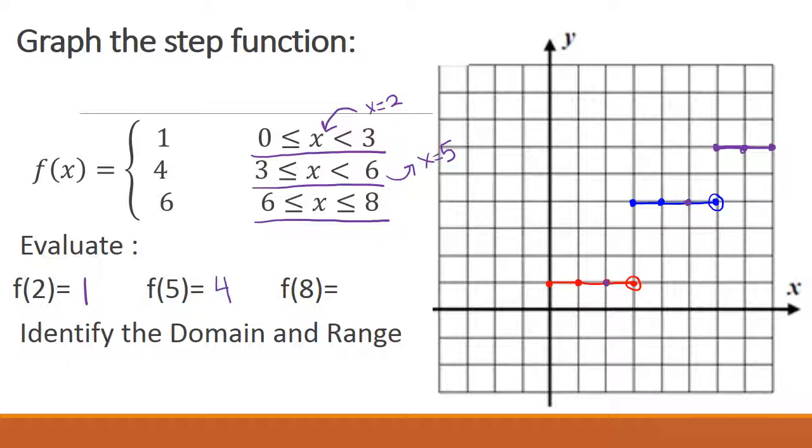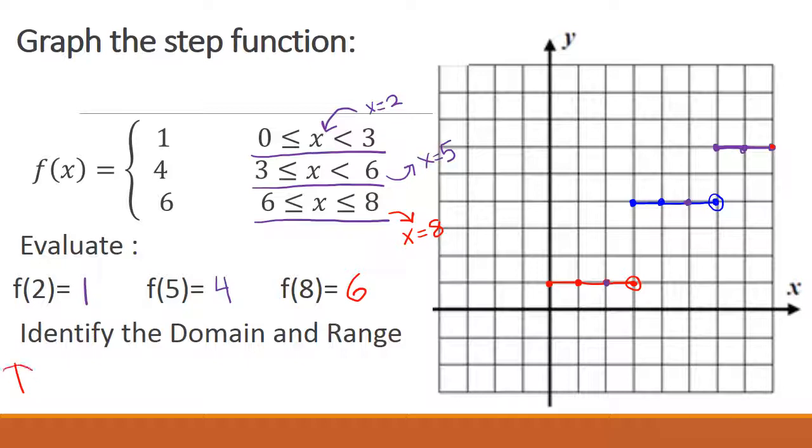Now, the last one is f of 8, which means x equals 8. If you look at the graph to find out what f of 8 is, it's in the last piece of the function, and it has a y value of 6. We know that x equals 8 belongs to the last piece of the function, and f of x for that piece is equal to 6.